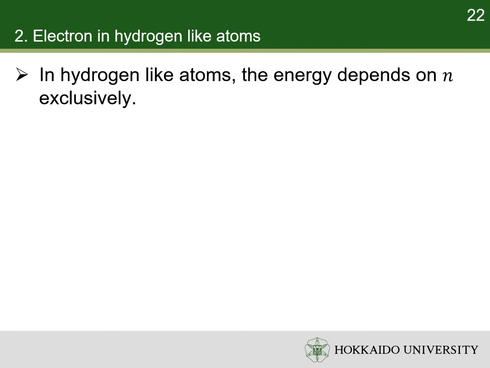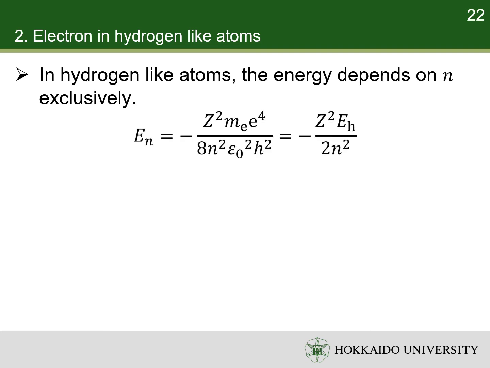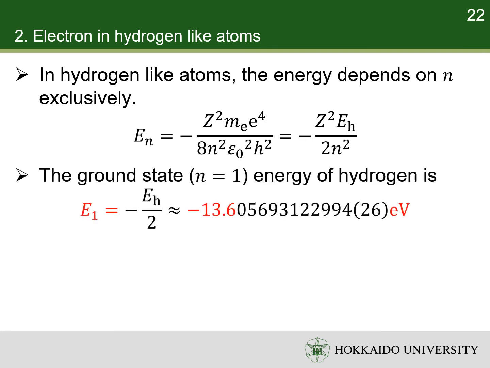In hydrogen-like atoms, the energy of a state depends exclusively on its principal quantum number. The expression of energy is shown below. The ground state is the state whose principal quantum number is 1. Its energy is about -13.6 eV.